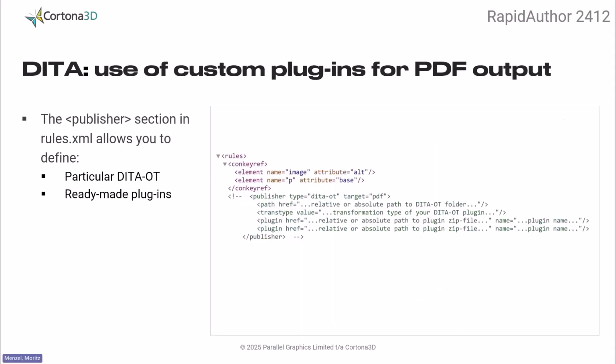This last functionality was already added in the previous release, but we have not touched it in our previous webinar, so we would like to mention it now as it also relates to the customization of PDF documents. Using this rules file that we mentioned earlier, you can specify the required DITA Open Toolkit and your ready-made plugins that will be applied when creating the PDF output. This is done in the publisher section of the rules file.